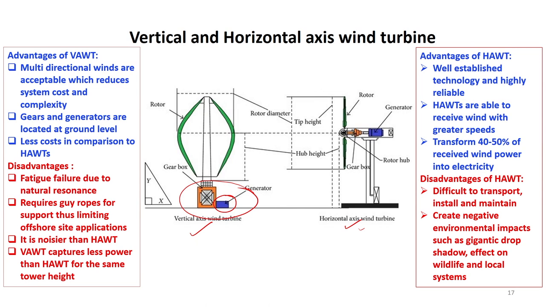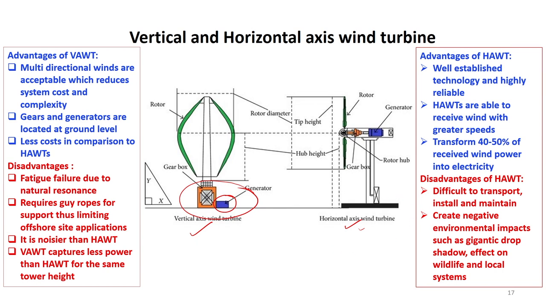In case of horizontal axis wind turbines, we have several advantages like well-established technology and high reliability. This system is able to receive wind with greater speed, and it transforms about 40% to 50% of received wind power into electricity.